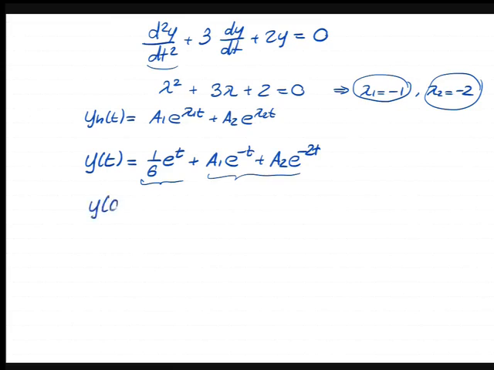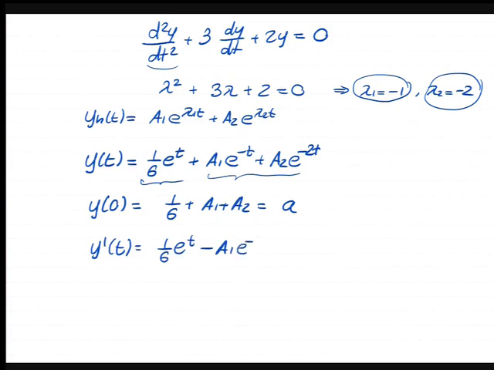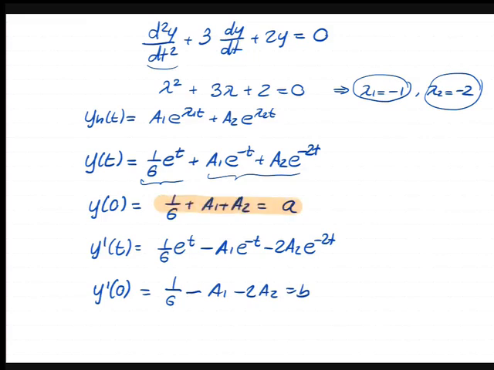So y0 was a. That means 1 over 6 plus a1 plus a2 is little a. That was a given. It was a parameter of the problem. Y prime of t is, again, 1/6 e to the t, negative a1 e to the negative t, negative 2a2 e to the negative 2t. So if I look at the initial condition for y prime, which is dy dt, of course, I have 1 over 6, negative a1, negative 2a2 equal to little b. So I'm essentially solving two equations in two unknowns.